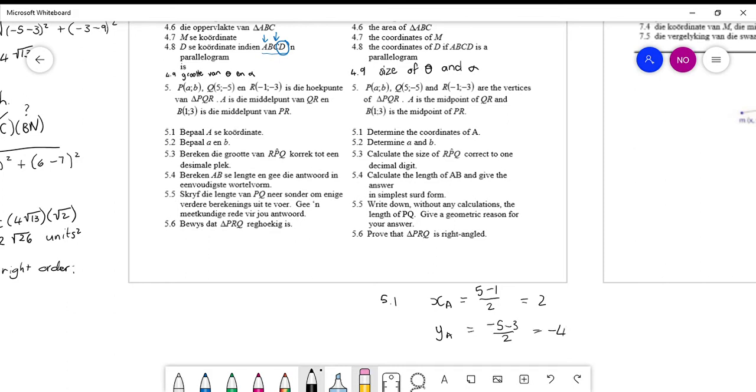So that's minus 4. In other words, the coordinates of A is (2; -4). Remember, you're not subtracting them from one another, you're adding them. So it's not a minus minus. No?